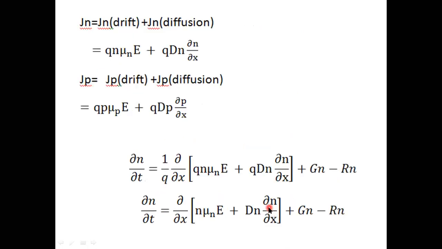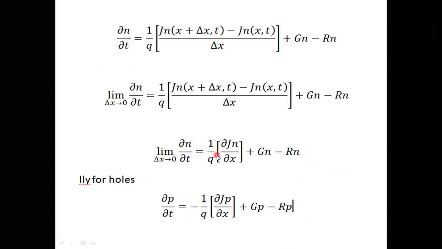Now we have proven that Jn equal to Jn drift plus Jn diffusion. I am simplifying here, substituting the values of Jn and Jp. That's it. Jn means current density due to electrons. Likewise, Jp means current density due to holes. So I have a formula for Jn and Jp. I'm substituting here.